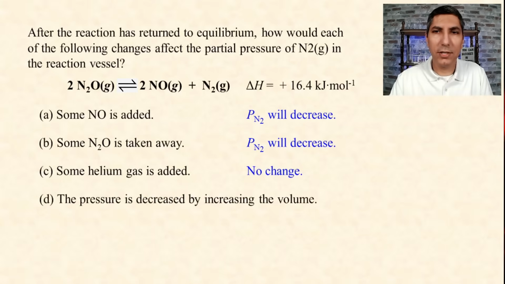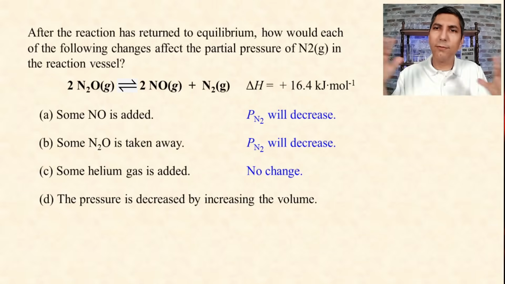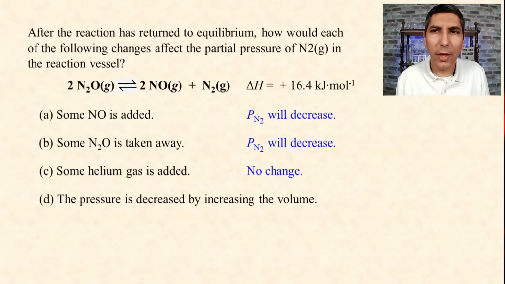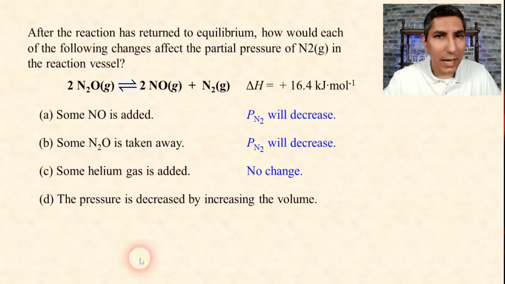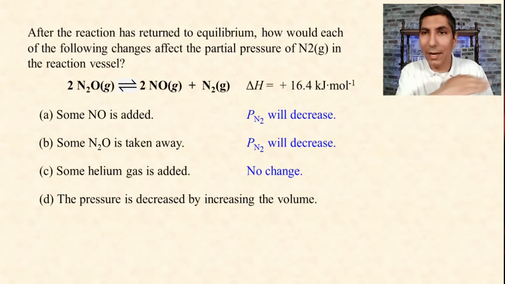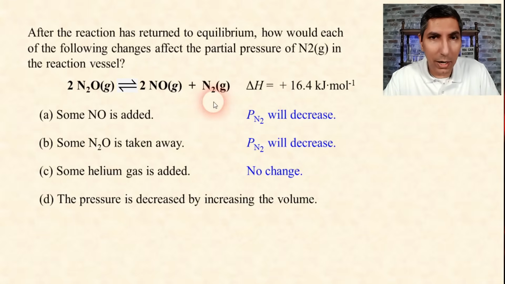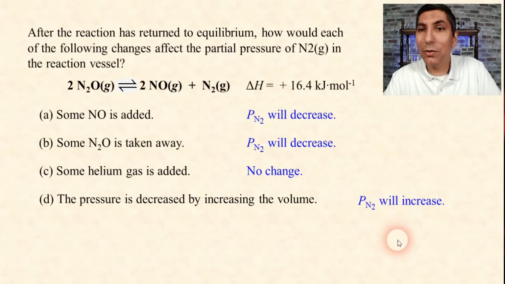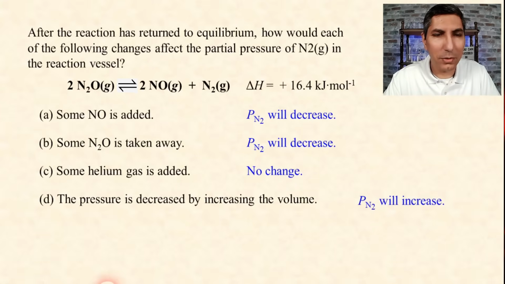What about if the pressure is decreased by increasing the volume? Okay, well, whenever you increase the volume of a container, the equilibrium is going to shift toward whichever side has more moles of gas, because that's the side that takes up more space. Well, in this case, we have 2 moles of gas on the reactant side, and we have 3 moles of gas, 2 plus 1, on the product side. So whenever we increase the volume, in this case, it's going to go toward the product side. And N2 is a product, so we're going to have N2 increasing. So that's the result for that one.